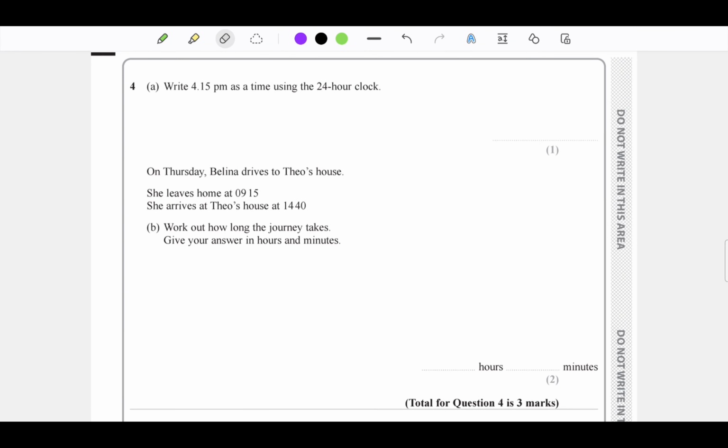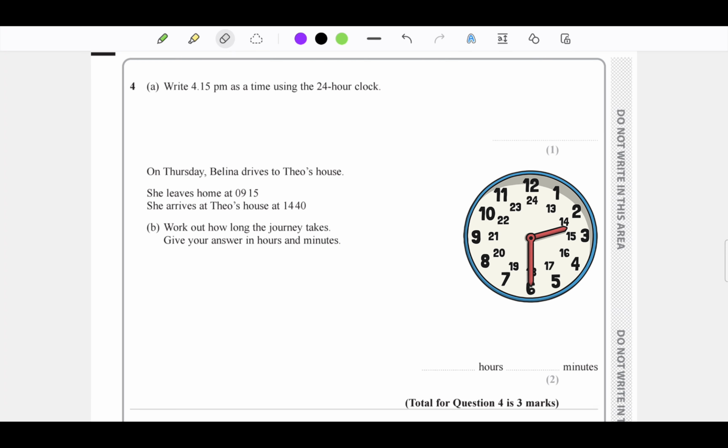Write 4:15 p.m. as a time using the 24-hour clock. So we know after 12 it goes 13, 1 p.m. onwards will be 13, 2 p.m. will be 14, 3 p.m. would be 15, 4 p.m. would be 16. Therefore 4:15 p.m. in the 24-hour clock would be 16:15.